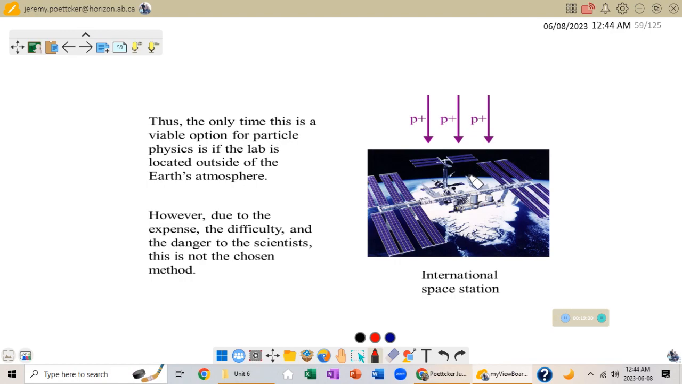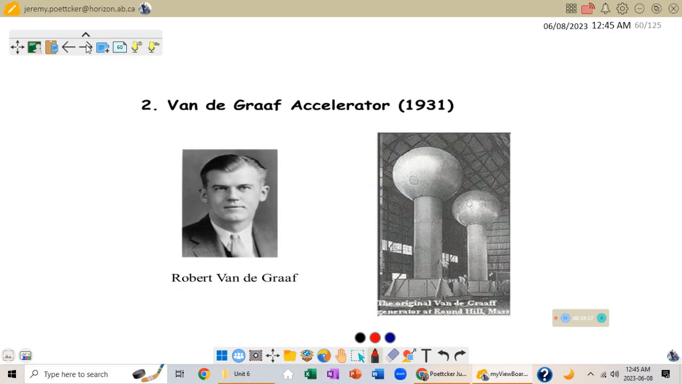If you've got a lab on the International Space Station, potentially you could do this, but the expense and the difficulty and then the danger to scientists and losing some of your shielding from those high energy protons is not a great way to do this. So negative on that one.